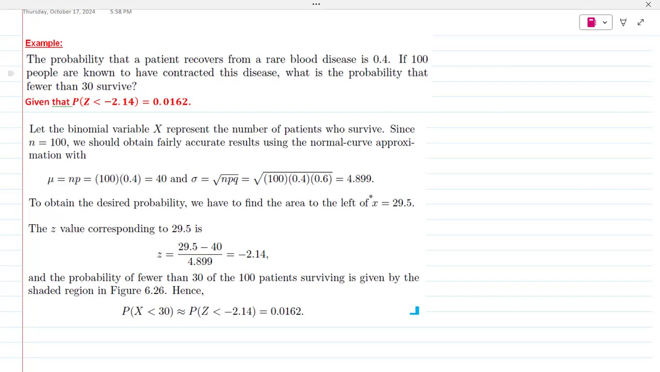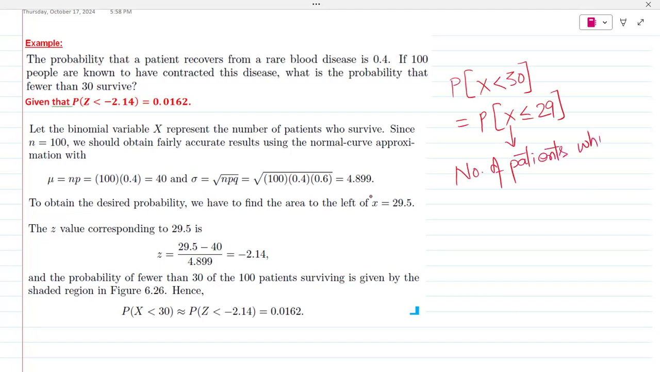So now here there is a question. Here we have to find the probability that x is less than 30, which is nothing but the probability x is less than or equal to 29. And what is x here? x is the number of patients who recover from the disease.